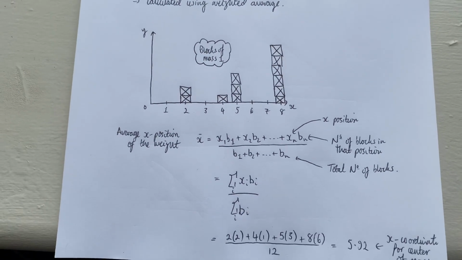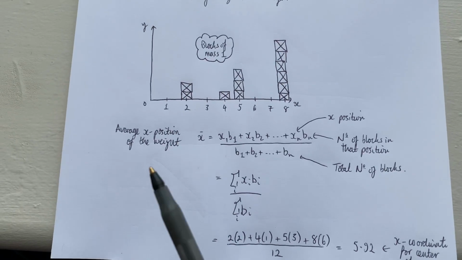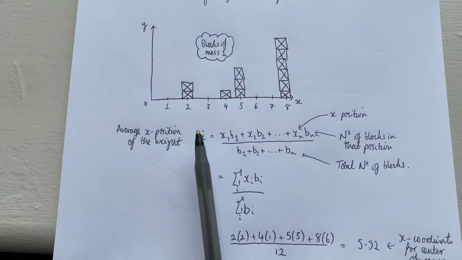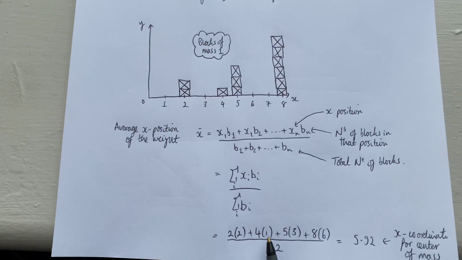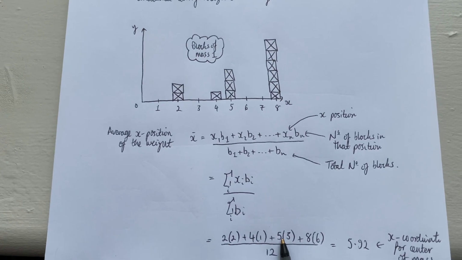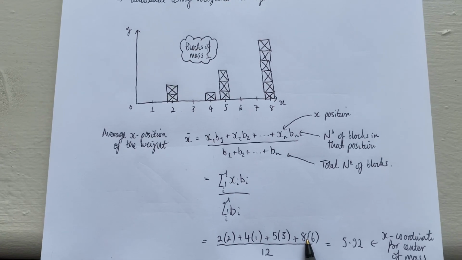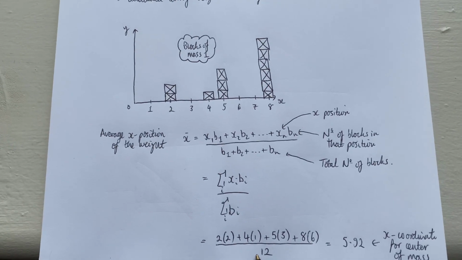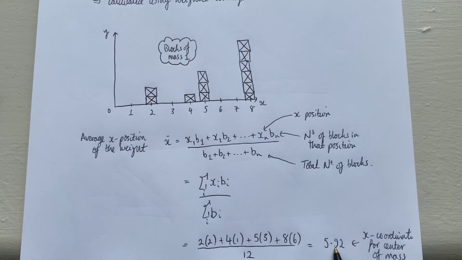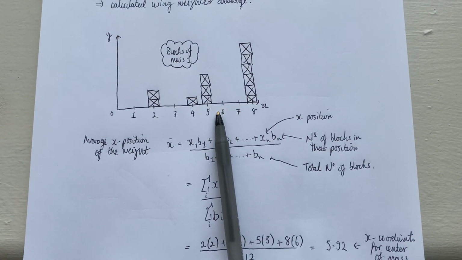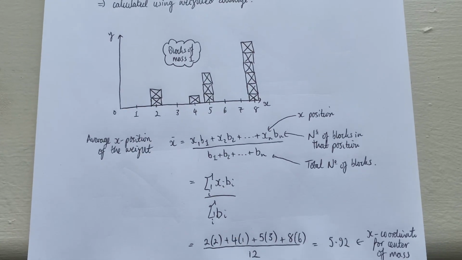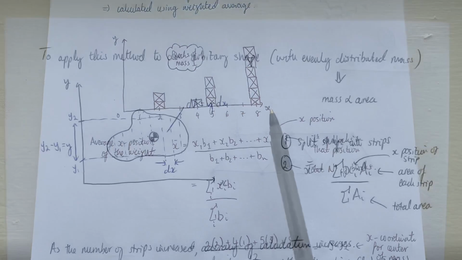So for our example above, at position 2 we have 2 blocks, at position 4 we have 1 block, at position 5 we have 3 blocks, and at position 8 we have 6 blocks. We divide that through by the total number of blocks, which is 12, and we get this answer, which is close to 6, where we initially thought intuitively that it would sit, right? And this gives us the x-coordinate of the center of mass.